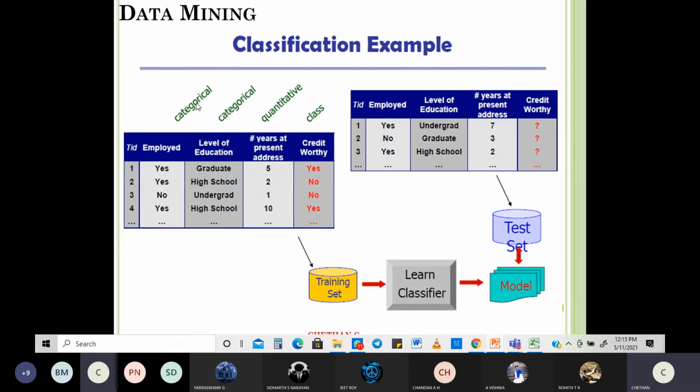Now see the first one. It's very much categorical, so the answers will be very easy. Yes or no. Graduate or high school. Graduate or undergraduate. Only two values here, only three values here. Here, the value will be quantitative. It can vary from 1 to 10. And here again, there are two values only, whether it's worthy or not. Based on that, I put the data right here, and you can see how it is getting modeled.